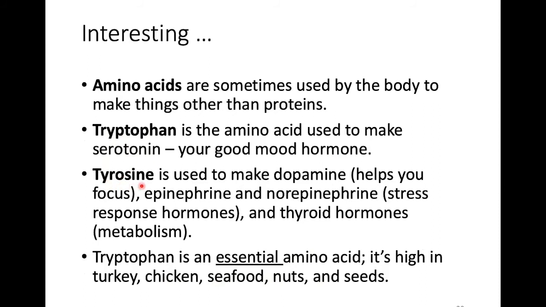Tyrosine is another amino acid that we use to make dopamine, which helps you focus. Epinephrine, norepinephrine, those are your stress hormones that we'll talk about when we get to the sympathetic nervous system. And then your thyroid hormones as well.